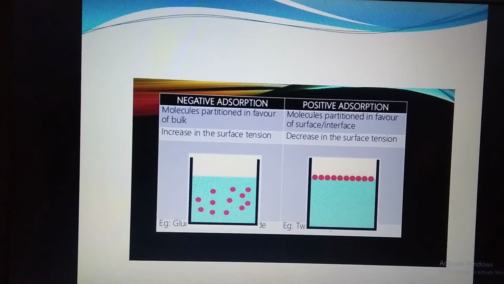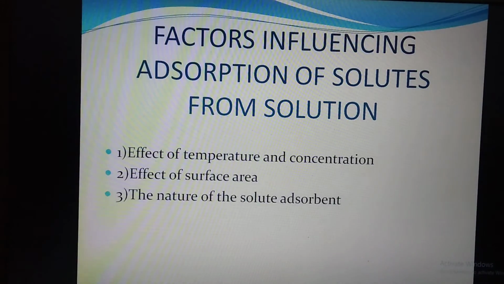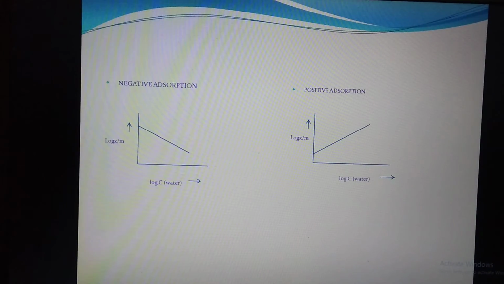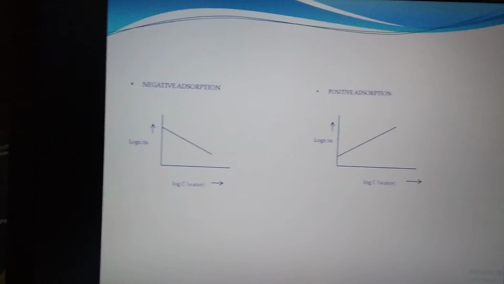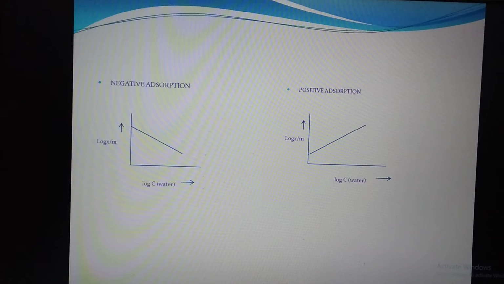Okay. Next, we will go on to effects of surface area. For the first thing, effects of temperature and concentration, log x by m. x is the mass of the adsorbate, the amount of substance adsorbed, and m is the mass of the adsorbent. If you see my previous video, I clearly explained the definitions of adsorbent and adsorbate. Okay, next thing, water, log C, water.